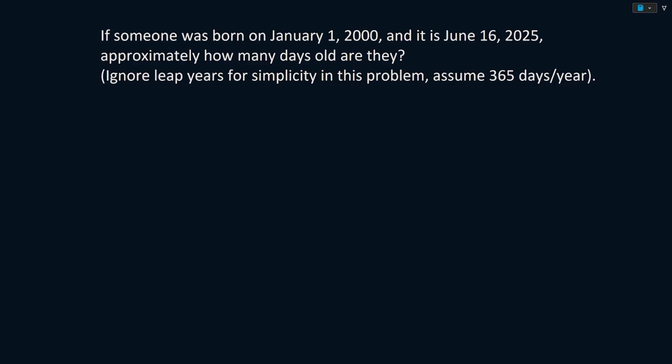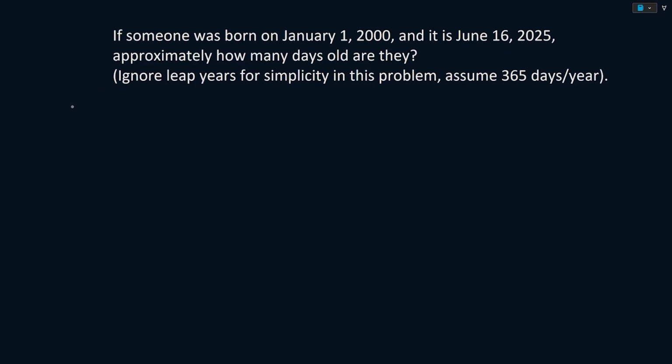If someone was born January 1st of 2000 and it's June 16th of 2025, approximately how many days old are they? Ignore leap years for simplicity in this problem and assume that 365 days are in a year. First, let's calculate how many days there's been from January 2000 to January 2025.